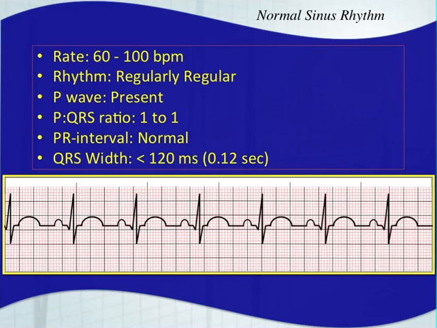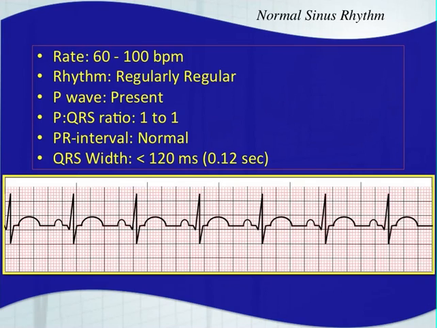The QRS width must be less than 120 milliseconds. Now, for that to be true, the QRS complex needs to be narrower than 3 small boxes. And this one is just at the edge of that limit. If you look, the QRS complex begins at that Q wave right there and ends at that ST segment right there. And it is just at 3 boxes in width. So all of those things need to be true for this to be considered a normal sinus rhythm.